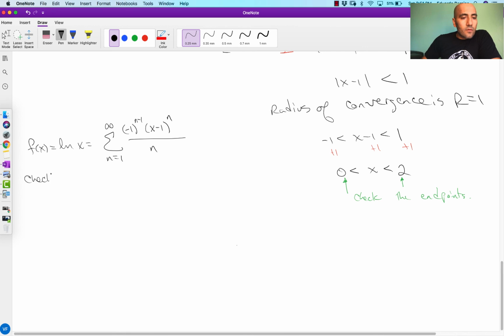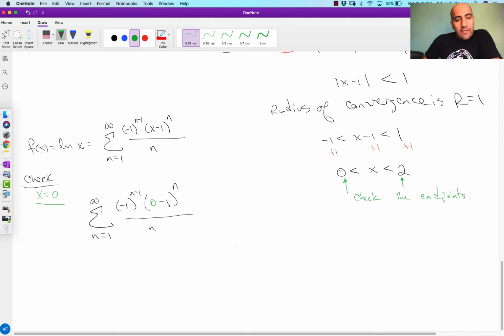So let's check when x equals 0. When x equals 0, okay, what happens there? When x equals 0, that means we'll replace this value with a 0. So let's see. This will be the sum from 1 to infinity of negative 1 to the n minus 1 times 0 minus 1 to the n power, all over n. And so we're replacing that x with a 0 right there. And we're going to check, does this converge? Does it not converge? Does it diverge?